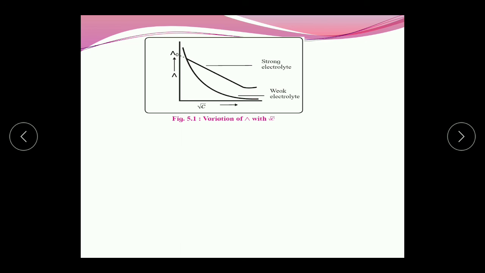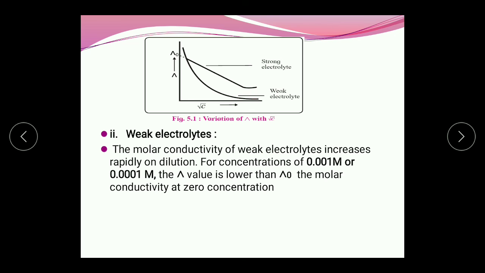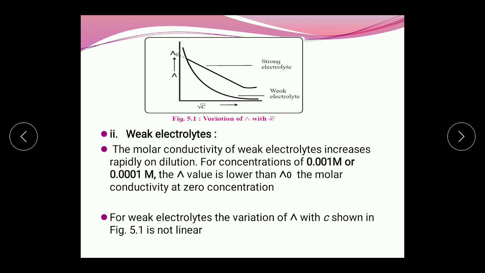Now, what happens for weak electrolytes? The molar conductivity of weak electrolytes also increases rapidly on dilution. And again, for a concentration of 0.001 molar, the lambda value is lower than lambda 0. Lambda is molar conductivity. Lambda 0 is the molar conductivity at zero concentration.